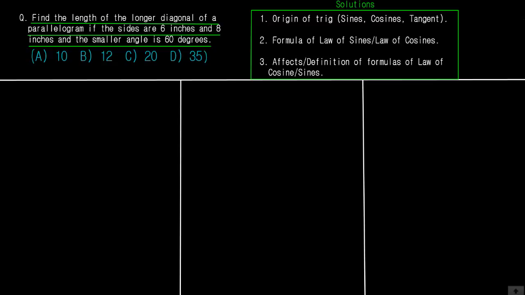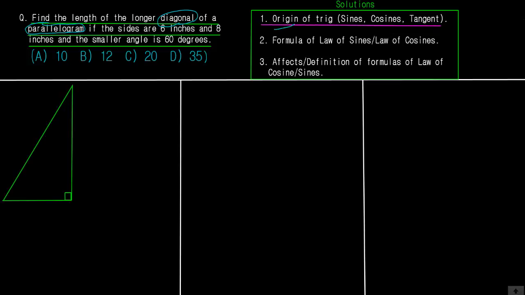And obviously we can see that this is a question about solving the longer diagonal of a parallelogram. So in order to approach this question, we need 3 things to know. And the first thing to know is the origin of trig values, which are sines, cosines, as well as tangent.